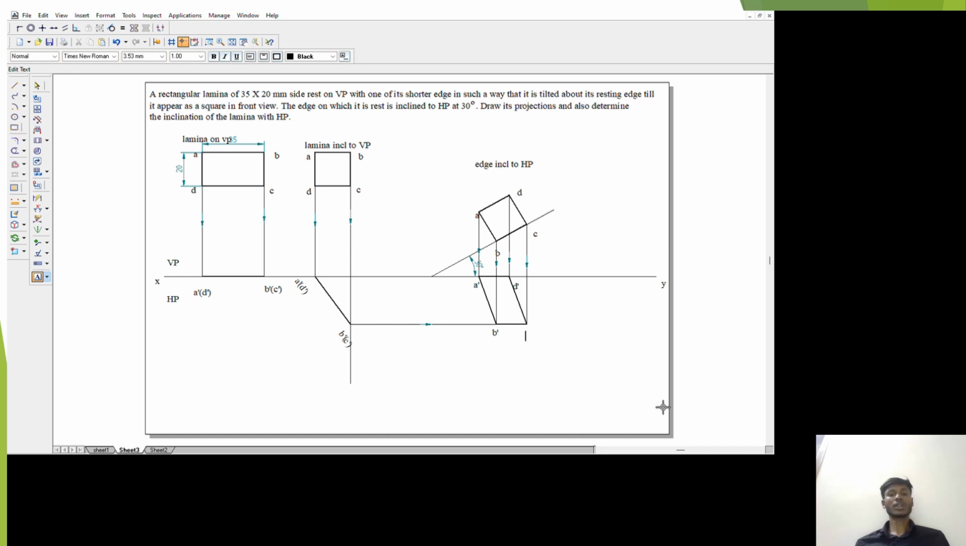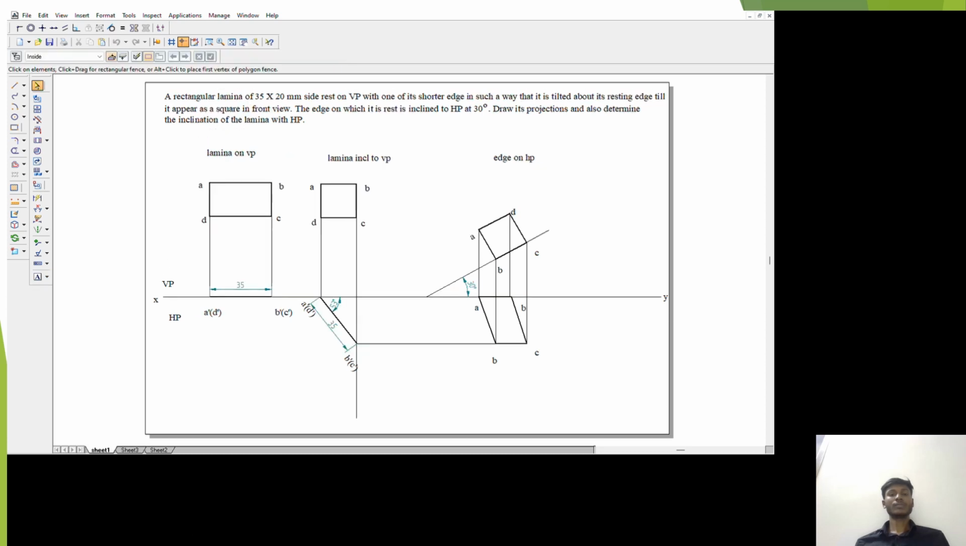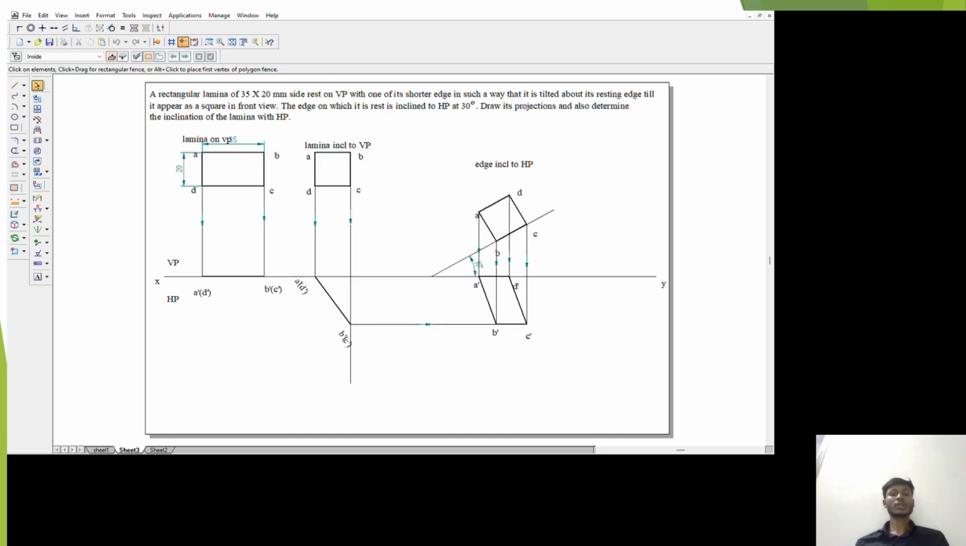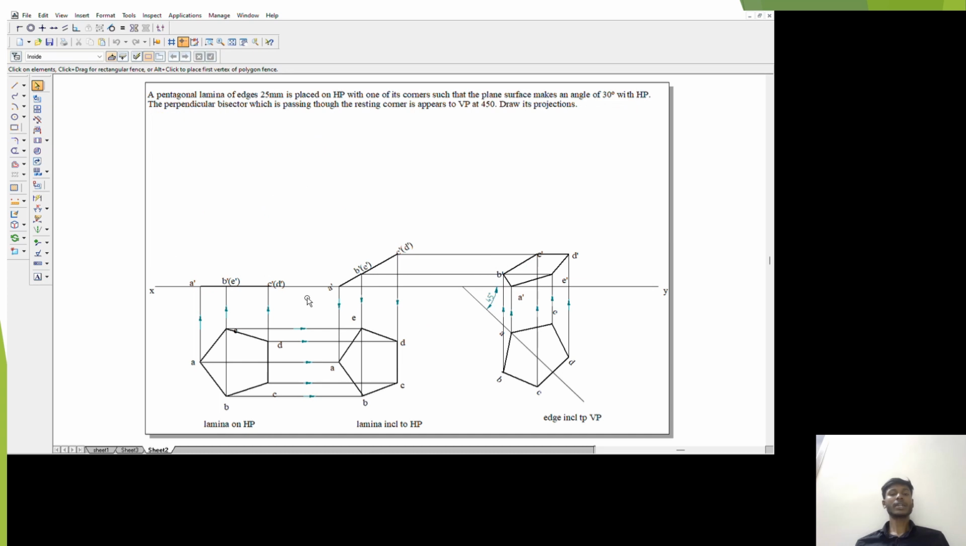Then go to the projection line. Then copy the elements A dash, B dash, E dash and C dash, D dash and place it here at 30 degrees, and then draw projections from A dash to A, B dash to B, C dash to C, and D dash to D. Then join all the points A to B, B to C, C to D and D to E.